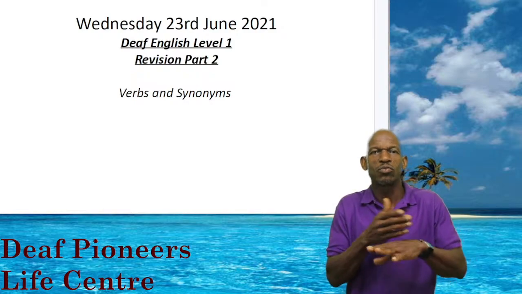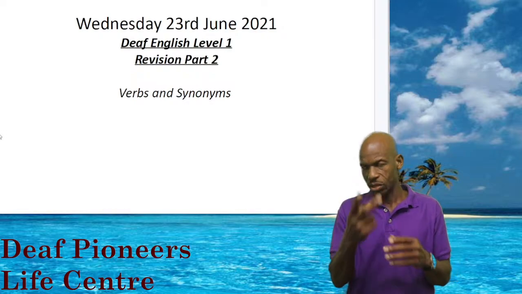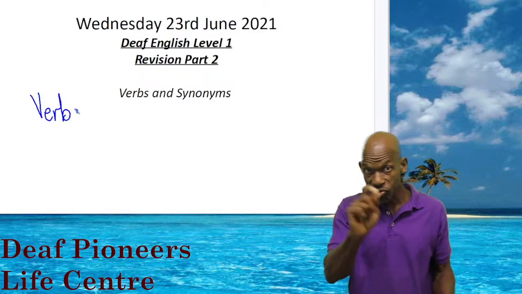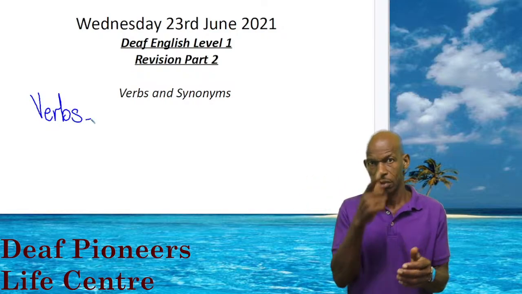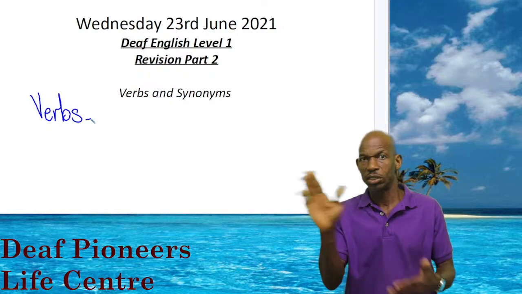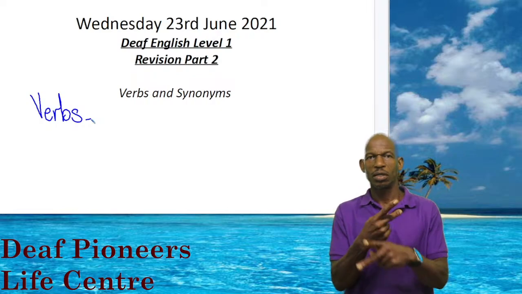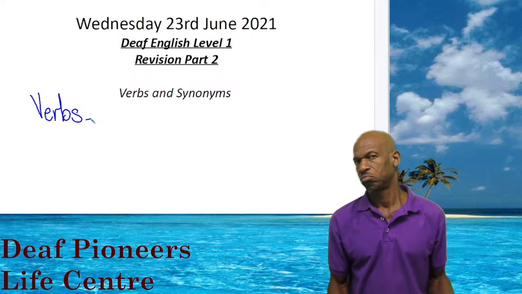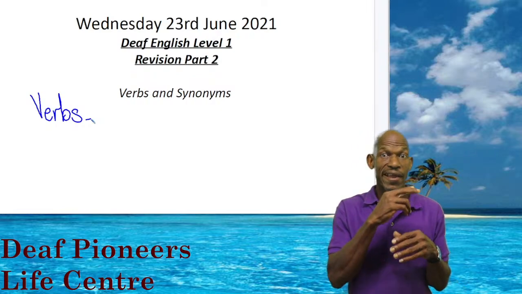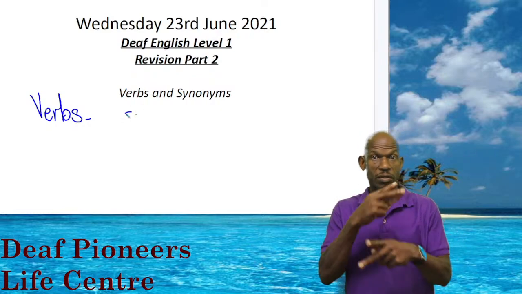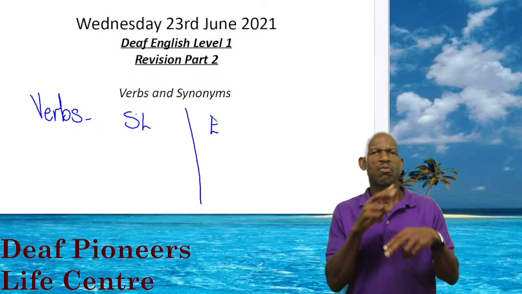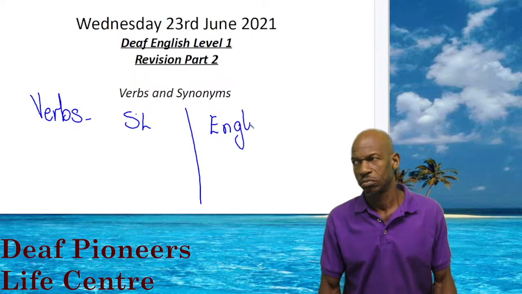So let's look at the verbs first. We know that there are two types of verbs in English, and in sign language we really don't use two, we use one, and we spoke about that before. So in sign language, and we looked at English, and we are learning English.